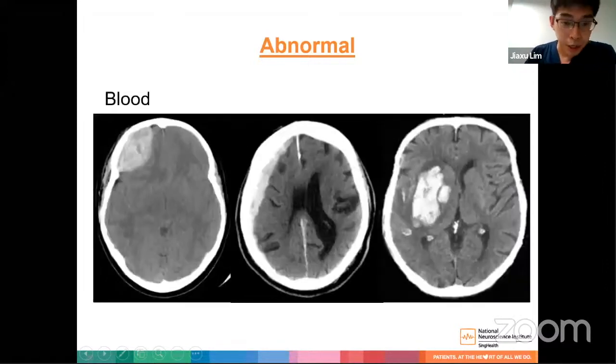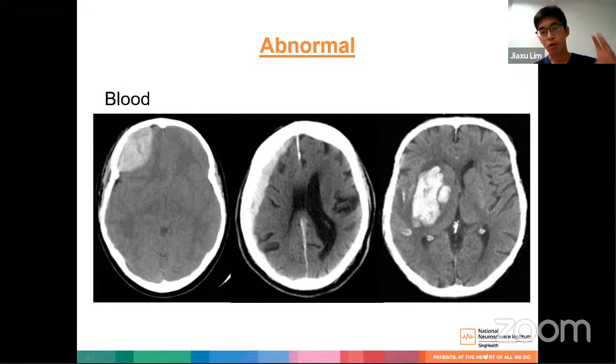When we talk about blood in the scan, we talk about acute, subacute, and chronic blood. The more acute blood is hyperdense or bright, with respect to the adjacent cortex.